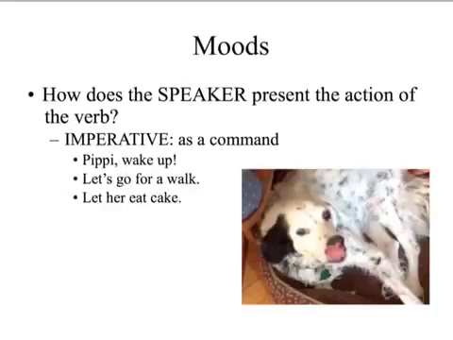The next mood that we'll encounter is the imperative, and here the speaker is presenting the action of the verb as a direct order or command. So if I say, Pippi, wake up, I'm giving Pippi an order, and that would be a second person imperative because that order is addressed to a second person.